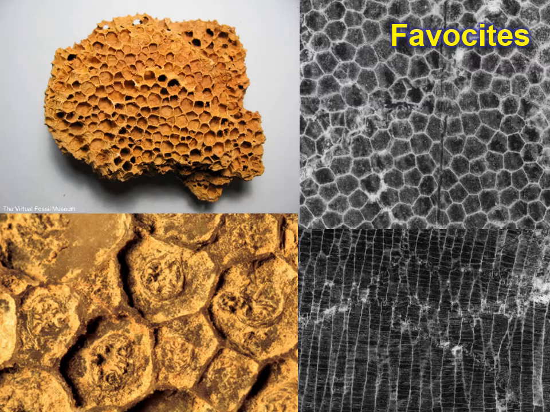Favosites is a very well-known tabulate coral. When you look at it straight down, you can see this kind of six-sided structure making up our hexacoral. But when you look at it from a side cross-section, you can see all of the little tabulae, the little floors and ceilings making up those individual compartments. This is sometimes called the honeycomb coral.